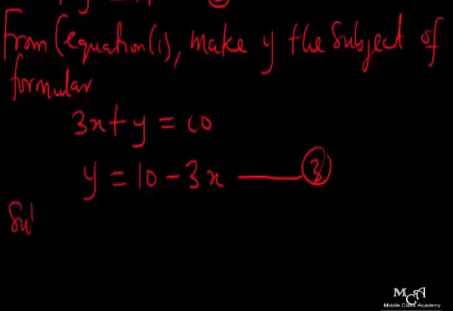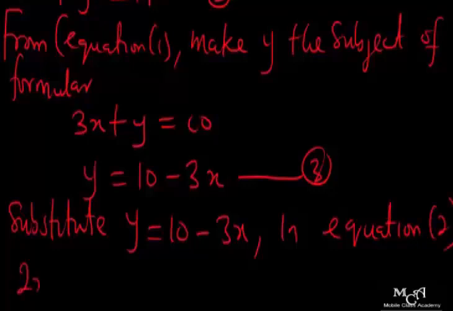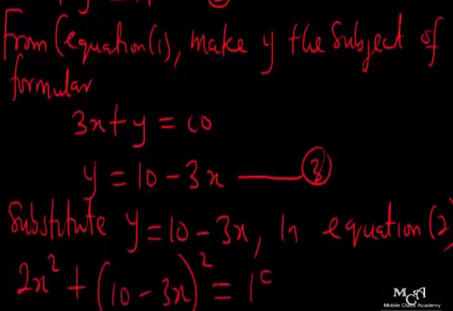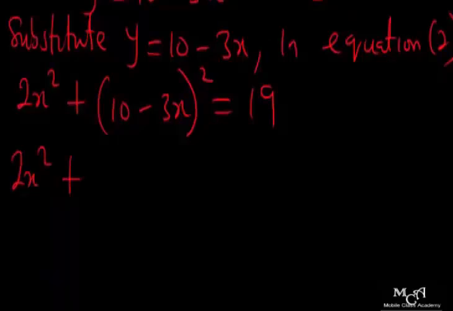Let us substitute y equal to 10 minus 3x in equation 2. If we do that, we now have 2x squared plus, my y is 10 minus 3x, so I'll fix it there. I have 10 minus 3x all squared equal to 19. So from here, I now have 2x squared plus, if I expand 10 minus 3x squared, obviously you know how to expand an expression.